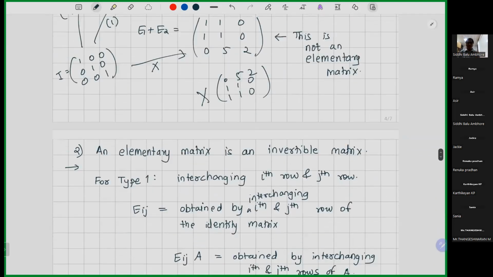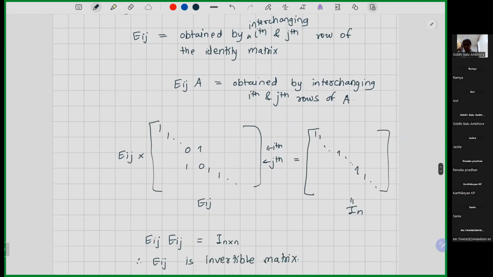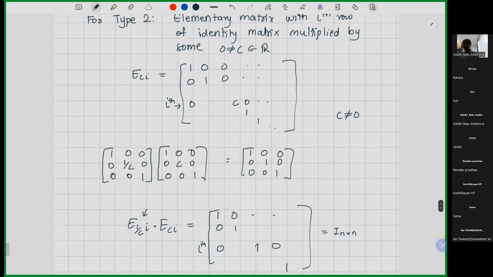That this is true. Ma'am, I am asking that in type 1 we have taken two same elementary operations. Yes. If one elementary operation is type 1 and the other is type 2, then they are invertible. All elementary matrices are invertible. Even the product of elementary matrices is invertible. But ma'am, the product of elementary matrices is invertible, but the product need not be an elementary matrix. Okay ma'am, thank you.